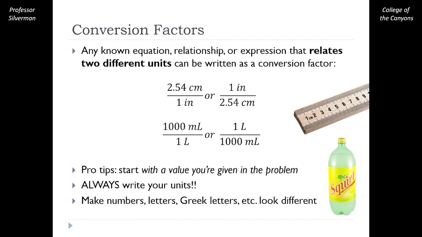Notice before we had this definition, 1 inch is equal to 2.54 centimeters. We can phrase this as 2 separate fractions. One is going to be useful in some circumstances. The other will be useful in other circumstances. We can write this right side up or upside down, depending on what units we need to cancel.